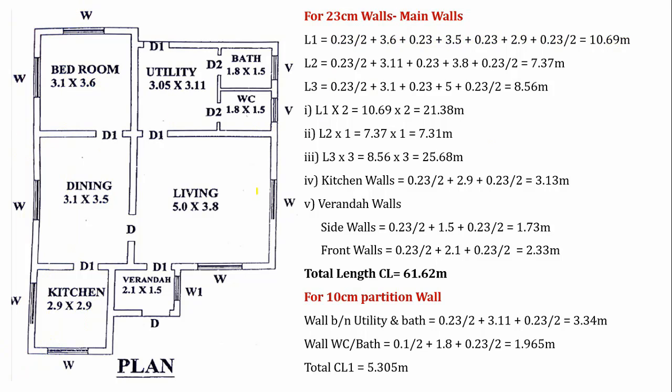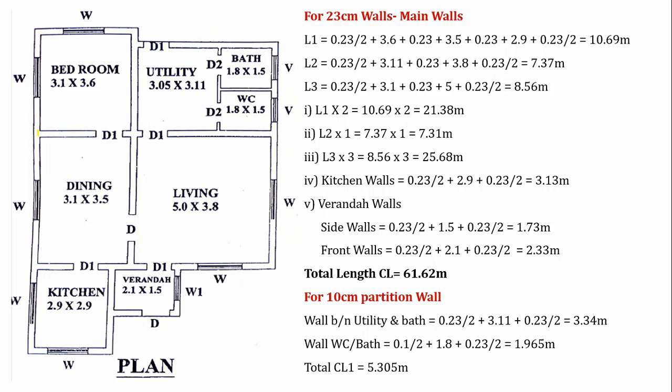Next we will try to calculate this wall length, center to center length now. So from here we will start. This is 230 by 2, then in the y direction it is 3.11. This is a 230 mm wall, plus in the y direction the dimension is 3.8, plus 230 by 2. Therefore this center to center distance will be equal to 7.37 meters.